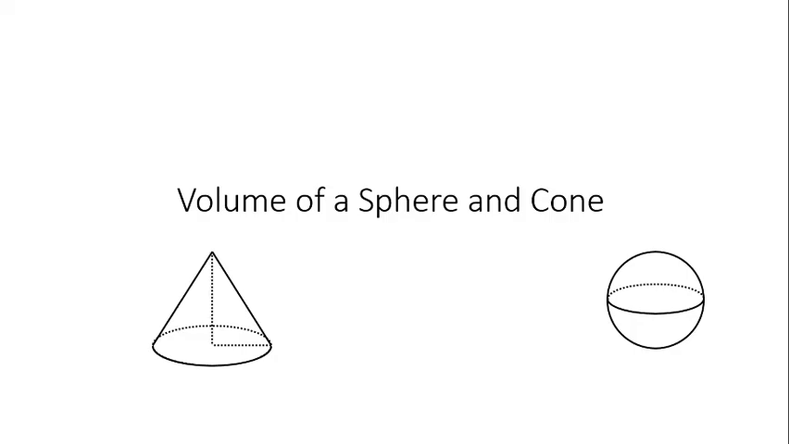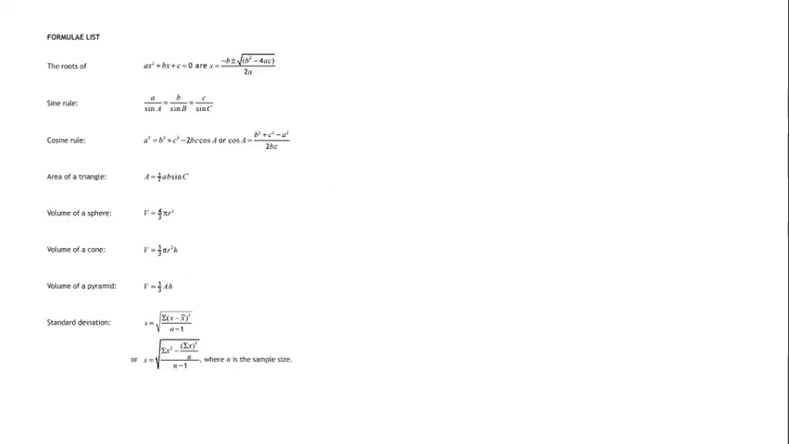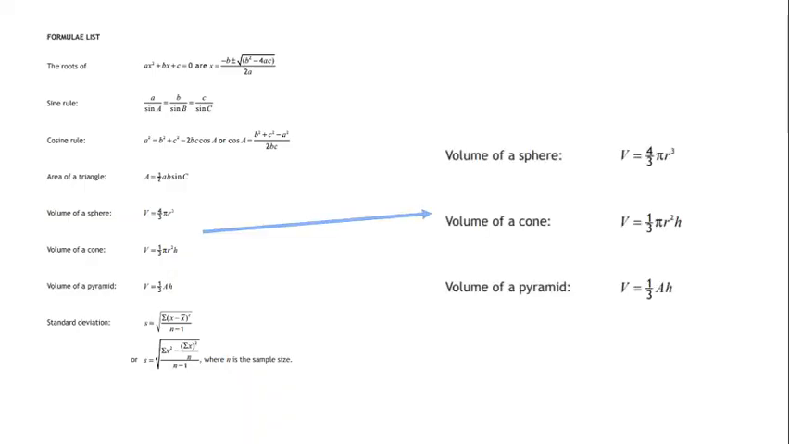We're going to look at the volume of a sphere and a cone. So this is the formula sheet that will be at the front of your exam paper. And if you look about halfway through, you're given these three formulas. And we're going to look specifically at the first two. So let's look at the sphere and the cone.